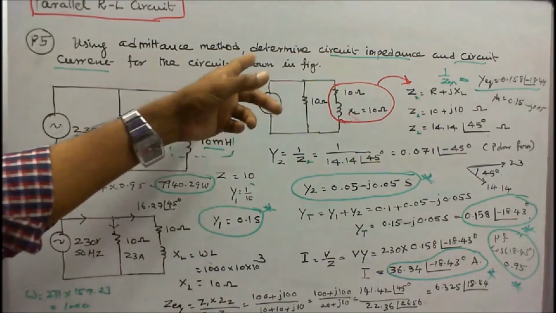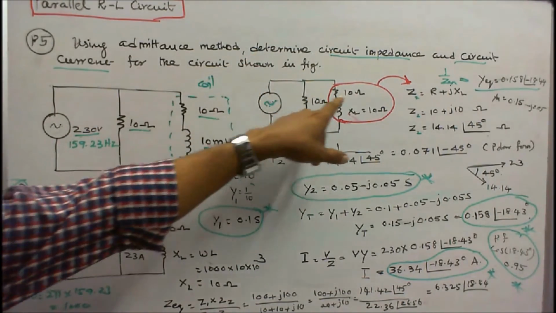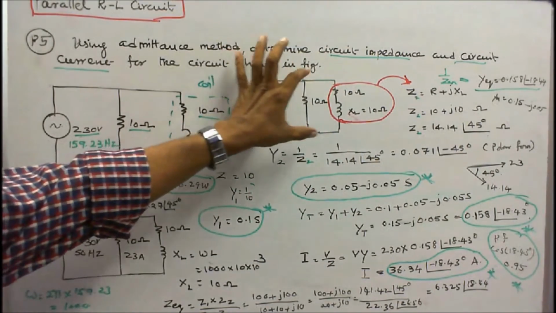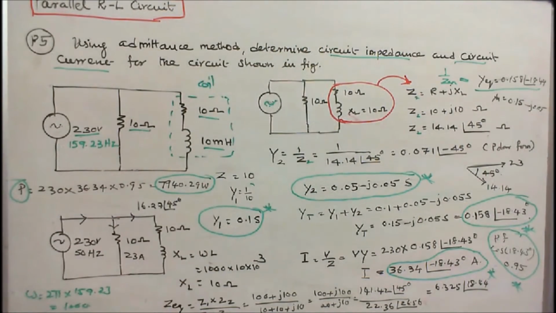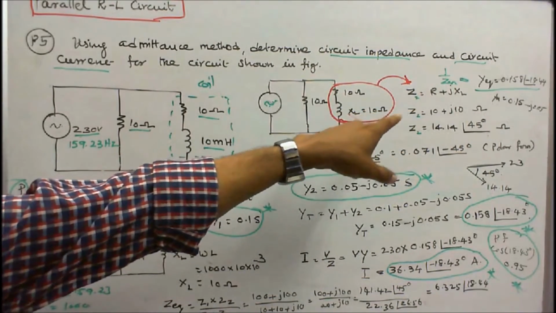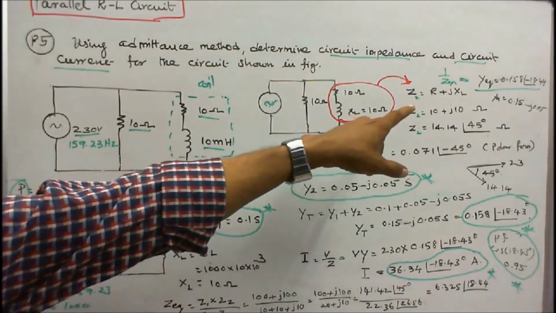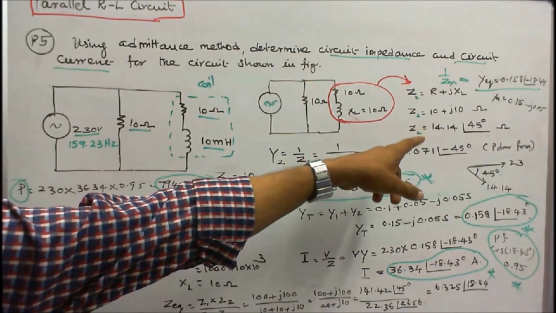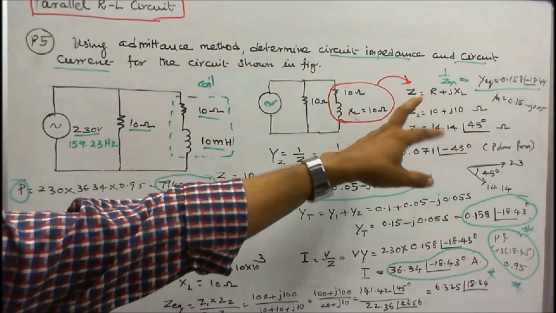I can redraw the circuit like this. This is 10 ohms. This is 10 ohms. XL is equal to 10 ohms. I consider this is Z1, this is Z2. Here Z2 is equal to R plus JXL, that is equal to 10 plus J10 ohms in rectangular form. In polar form, Z2 is equal to 14.14 angle 45 degrees in ohms.